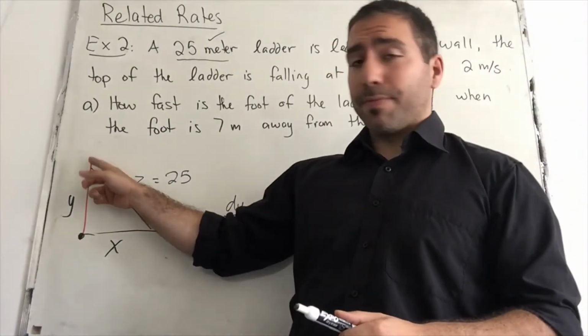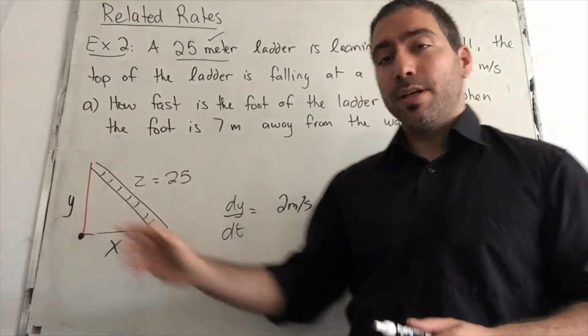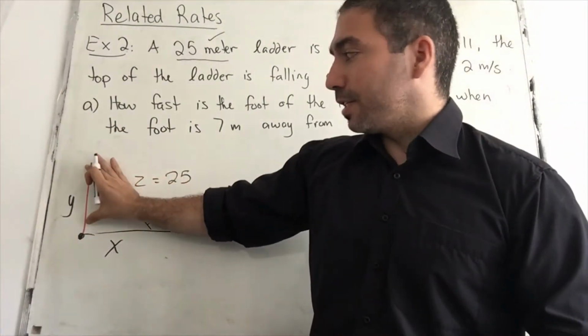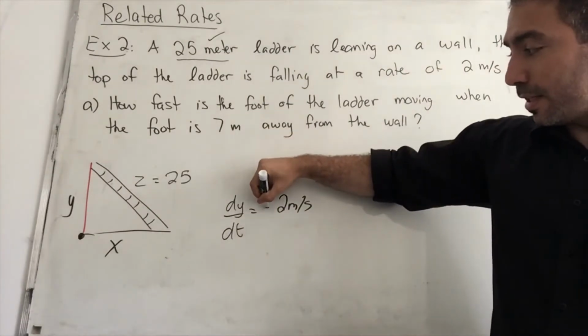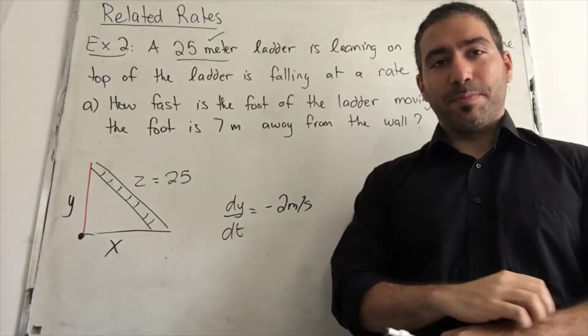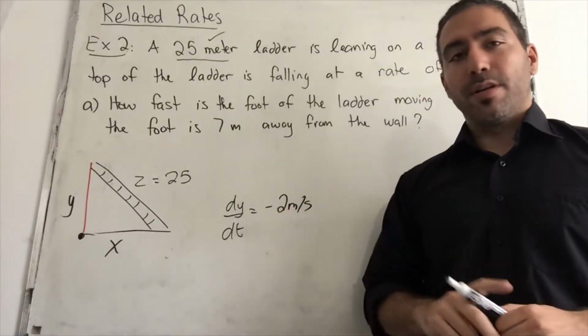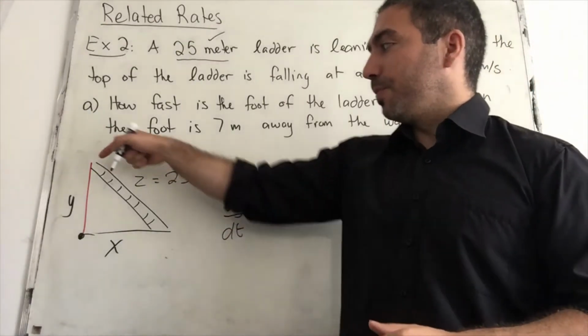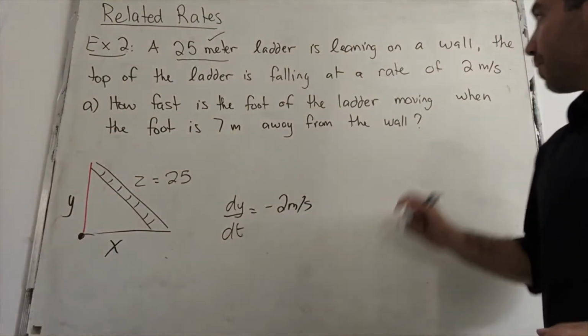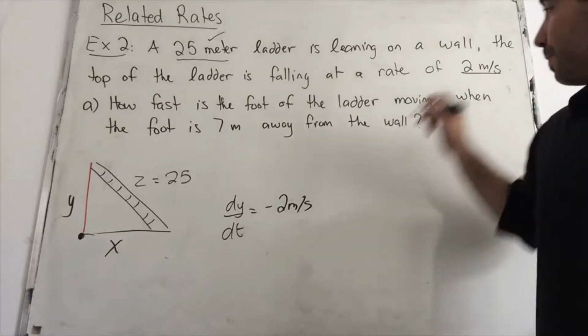Another thing to keep in mind is the fact that the top of the ladder is falling. This means that the distance here is getting smaller, meaning that it's going in the negative direction. So we have to put a negative in front of the 2 meters per second, okay? Because it's moving in the downward direction. So the 2 meters is done.